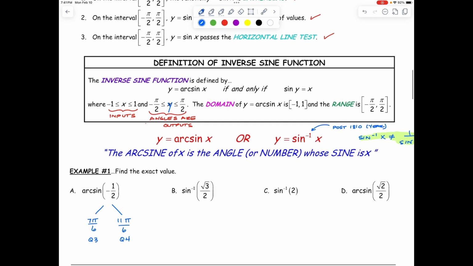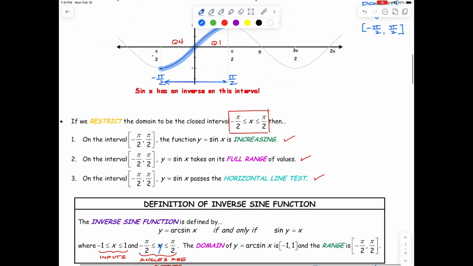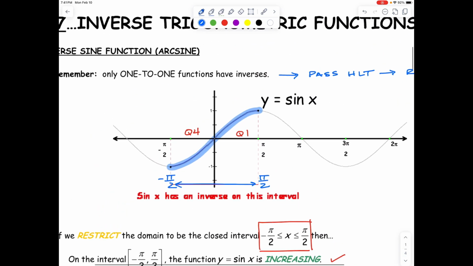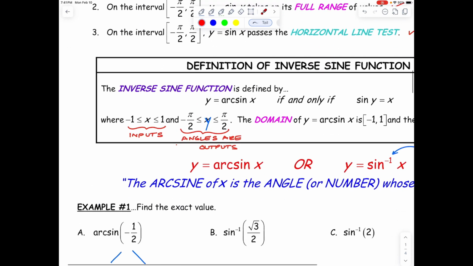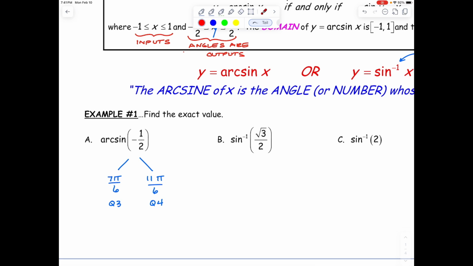Well, here's the thing. It looks like there might be two angles that would give you that output of negative 1/2. But in order for it to have an inverse, we have a domain restriction. We can only report out values that are between negative pi over 2 and pi over 2. So those are fourth quadrant and first quadrant. So we can't even report out the 7 pi over 6 because that's outside the domain. So we're going to just take that out.